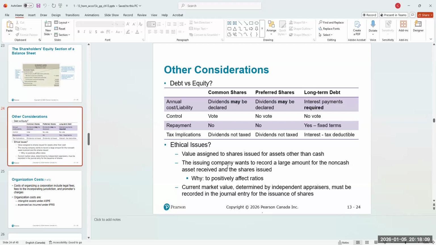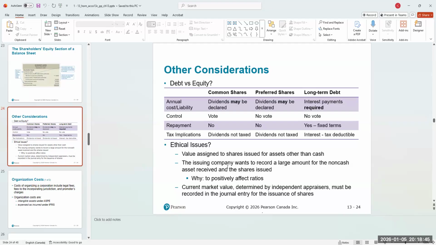What's interesting with common shares? We may or may not pay a dividend, but those common shareholders are going to start affecting our business operation. Why? Because they can vote. Do we have to repay the money back? Absolutely not. Does the dividend create a tax implication for the corporation? No, it doesn't. Why? Because the dividend is paid after taxes.